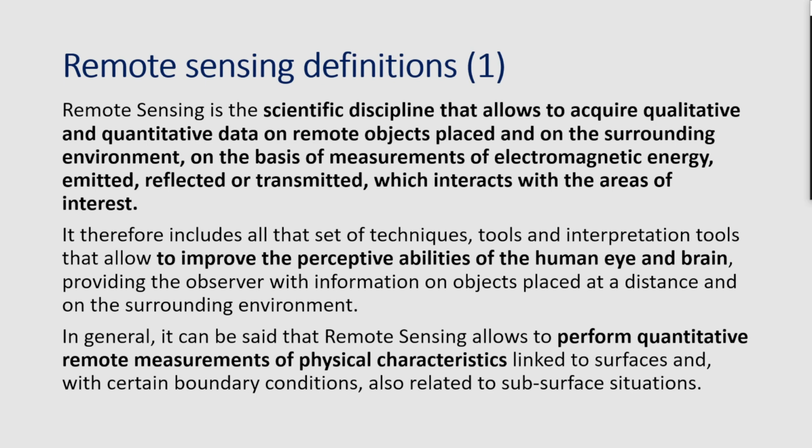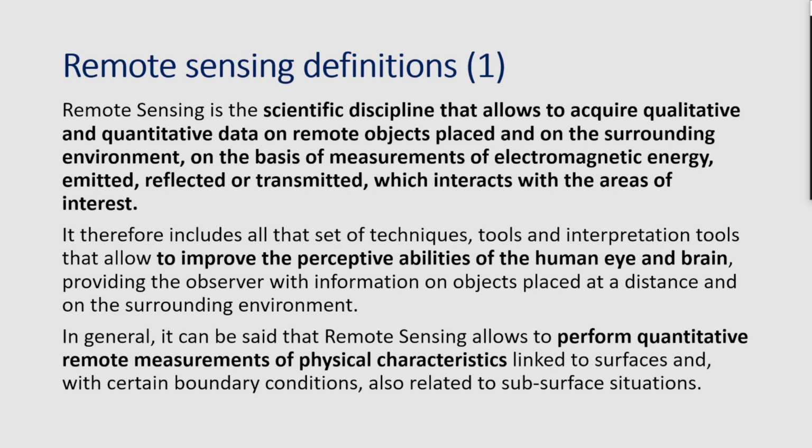Remote sensing definitions, 1. Remote sensing is the scientific discipline that allows one to acquire qualitative and quantitative data on remote objects and on the surrounding environment, on the basis of measurements of electromagnetic energy, emitted, reflected or transmitted, which interacts with the areas of interest.